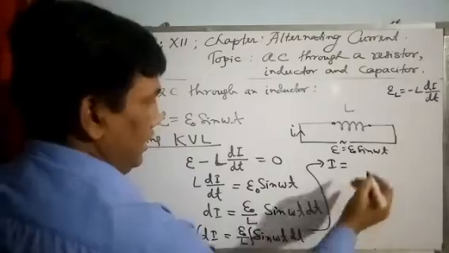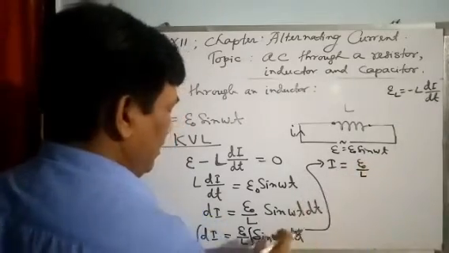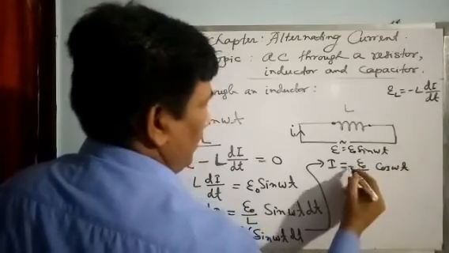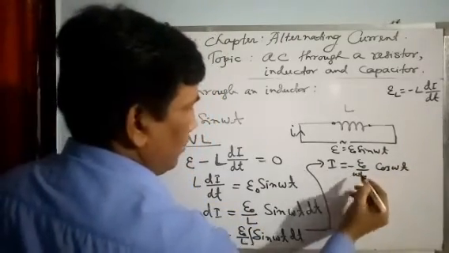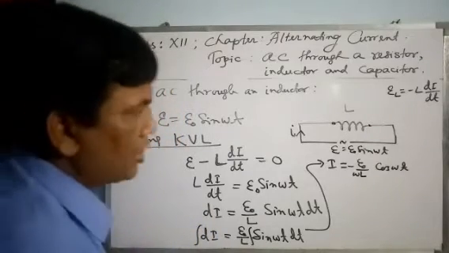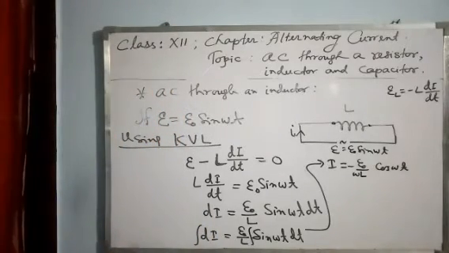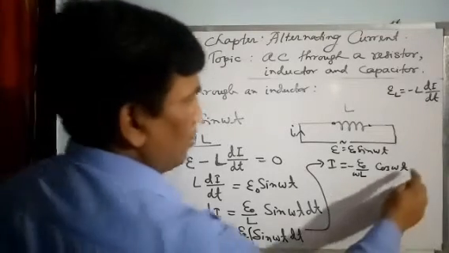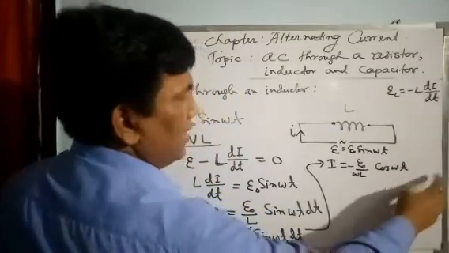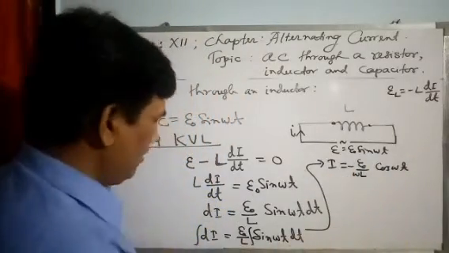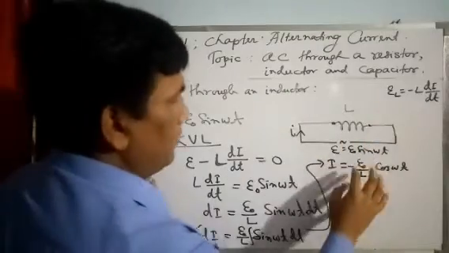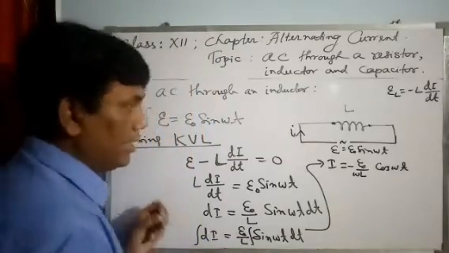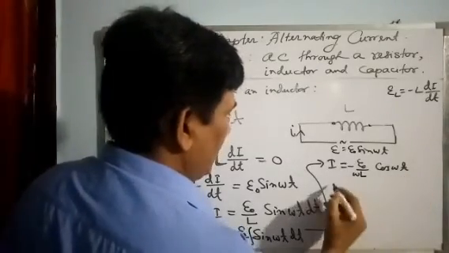I equals E naught by L times the integral of sin omega t, which is what? Cos omega t with a minus sign, and omega will come down. Are you getting my point? So that will be the expression of the corresponding current. You may ask why I am not taking the integration constant. Actually, the integration constant will be 0 if you put the limit of infinity, for a very long time, 0 to infinity. That is why I am not putting the constant value.